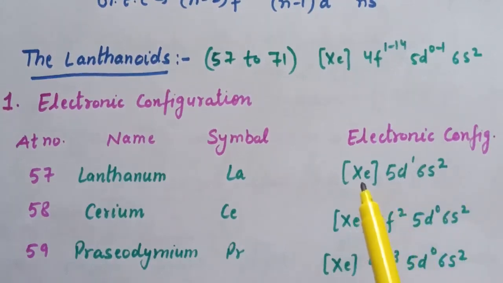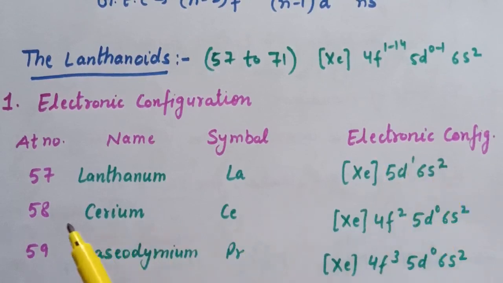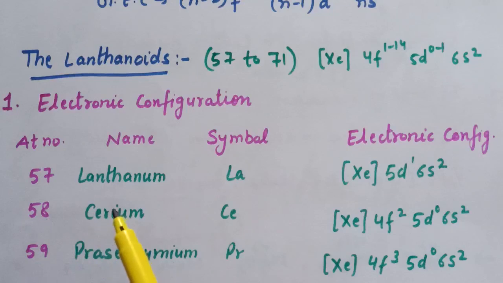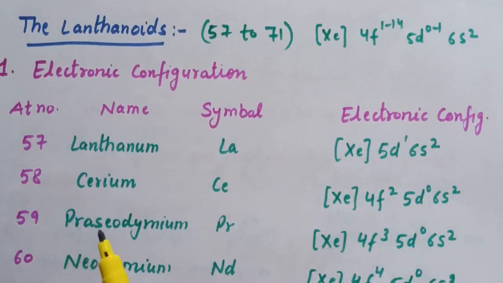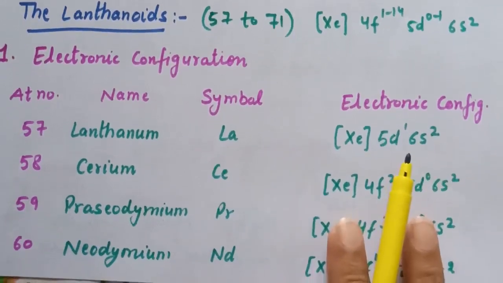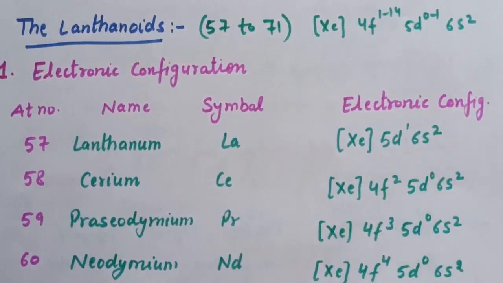Xenon is a noble gas with atomic number 54, so up to xenon 54 electrons are completed, then 55, 56 and 57. The next element is atomic number 58, the name is cerium and the symbol is Ce. The electronic configuration is xenon 4f2, 5d0, 6s2. Next is atomic number 59, praseodymium, symbol Pr, with configuration xenon 4f3, 5d0, 6s2. Next is atomic number 60, neodymium, symbol Nd, with configuration xenon 4f4, 5d0, 6s2.